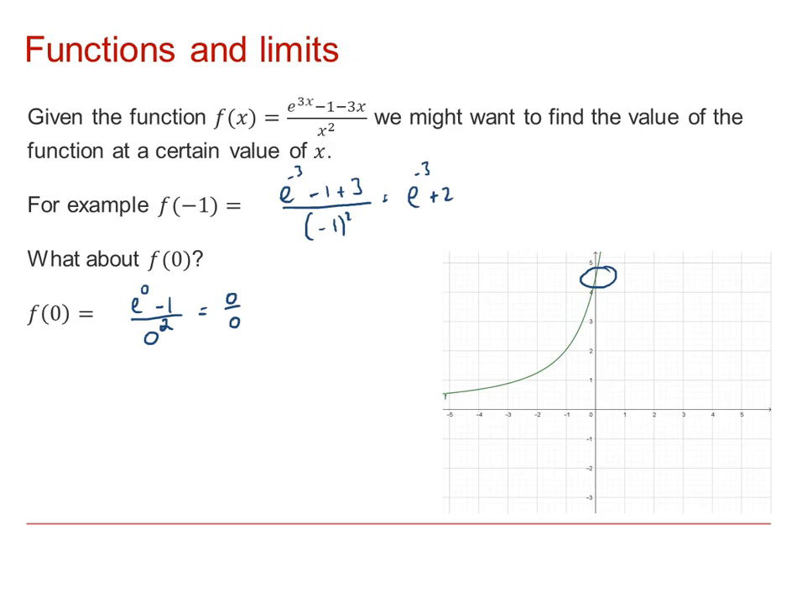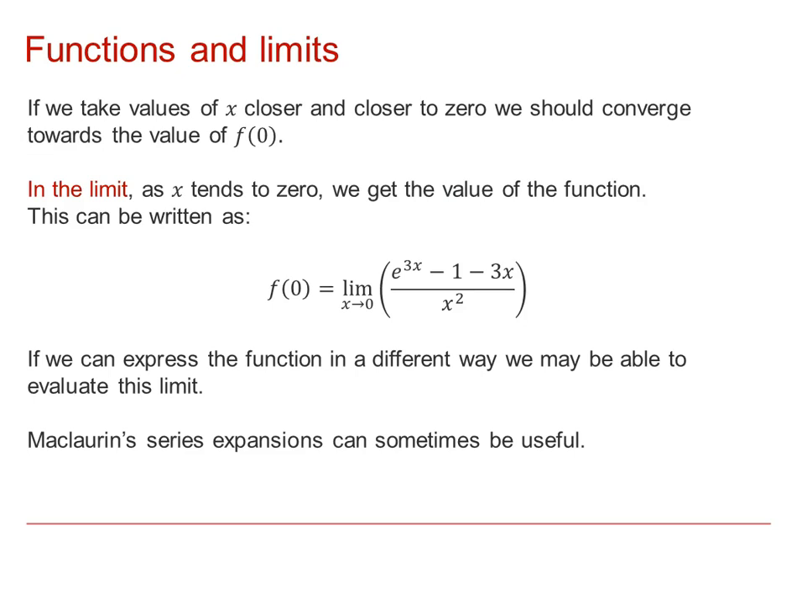As we can actually evaluate the function for other values of x than 0, one approach would be to say, well, what's the limit of f of x as x gets closer to 0? So for this particular function, we're saying that f of 0 will be equal to the limit as x approaches 0 of e to the 3x minus 1 minus 3x all over x squared. That doesn't really help us unless we can find some way of expressing this differently. And this is where the Maclaurin series come in.